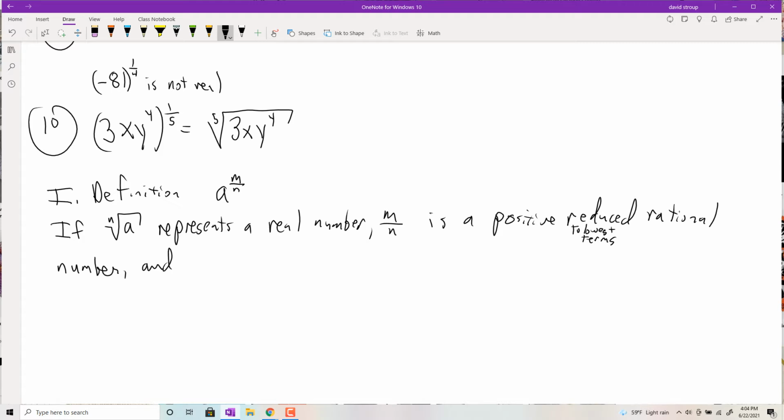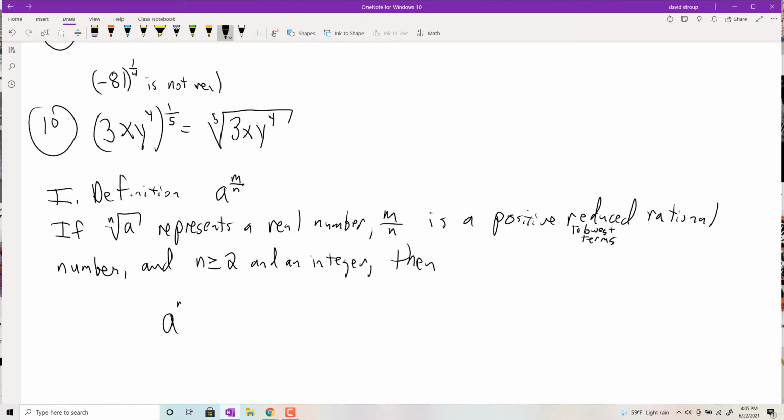And the n value is greater than or equal to 2, and is an integer. So basically integers are just like counting numbers plus 0 plus the negative counting numbers, except we've restricted it to only be numbers greater than or equal to 2. Counting numbers greater than or equal to 2. If all of that holds, then we can do the following.